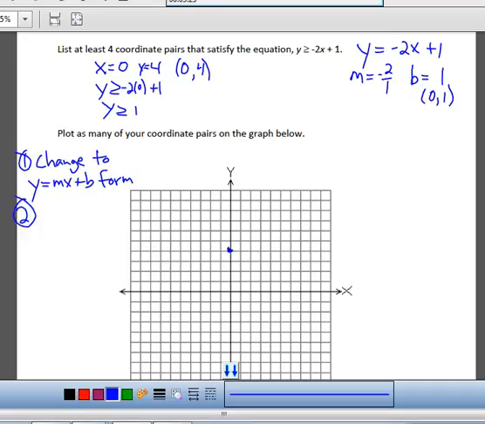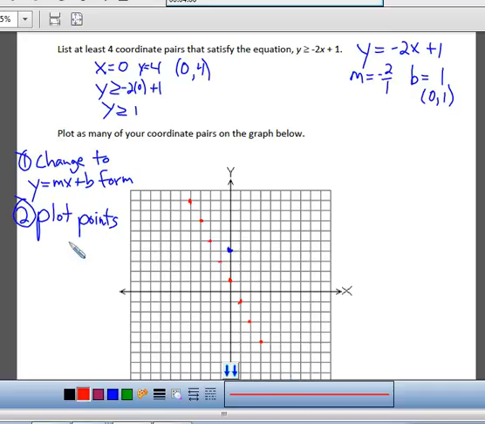Step 2, we are going to plot points. Now, if you're not good at doing this using the slope and y-intercept, I guess you could build a table, but that's really the hard way. So, my y-intercept is 1, so negative 2 over 1 is down 2 over 1, down 2 over 1, or up 2 and left 1, up 2, left 1. Now notice I have not connected these yet.